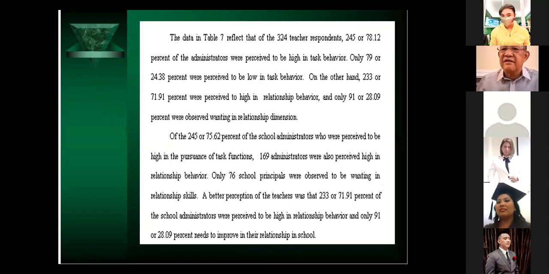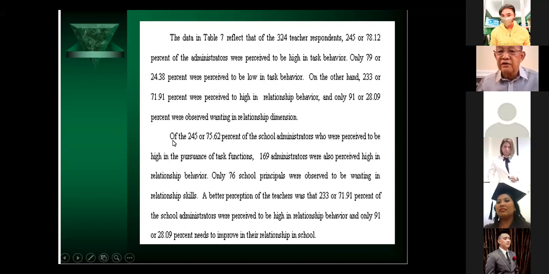The data in Table 7 reflects of the 324 teacher respondents, 245, or 78.12% of the administrators were perceived to be high in task behavior. Only 79 or 24.38% were perceived to be low in task behavior. On the other hand, 233 or 71.9% were perceived to be high in relationship behavior, and only 91 or 28.09% were observed wanting in relationship dimension.